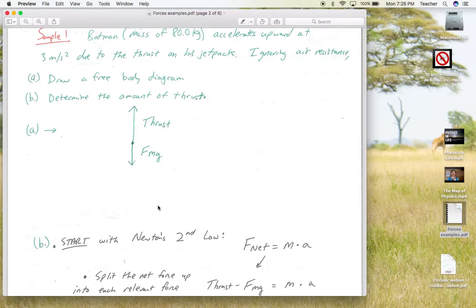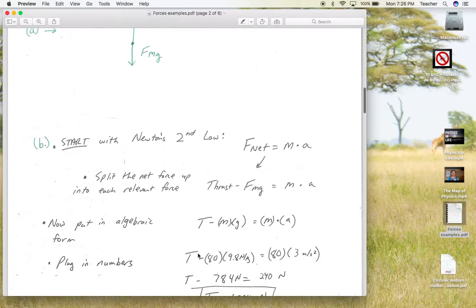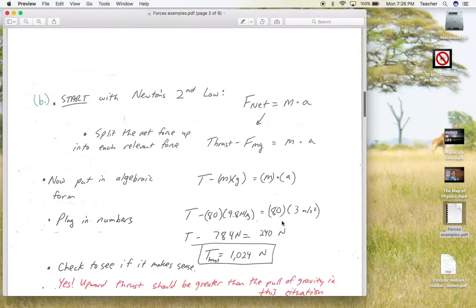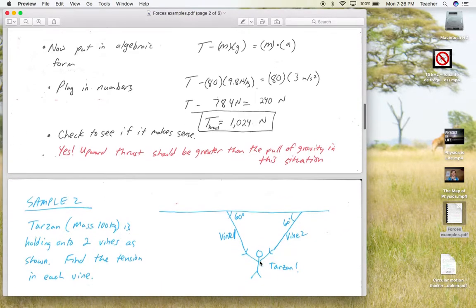So if we start with Newton's second law to determine the amount of thrust, we have F net equals m times a. Thrust minus the gravitational force is equal to mass times acceleration. So T minus mg equals m times a. mg is 80 kilograms times 9.8 newtons per kilogram. The acceleration was 3 meters per second squared, so we get a thrust of 1,024 newtons. So hopefully that makes sense. The upward thrust should be greater than the pull of gravity.